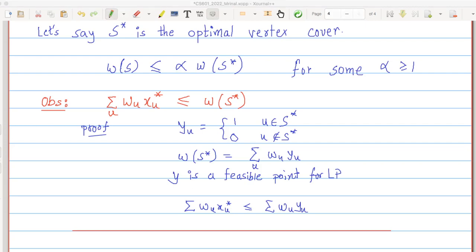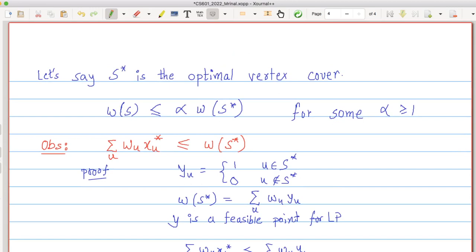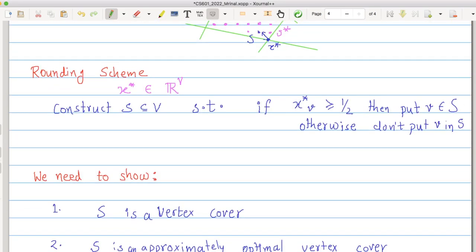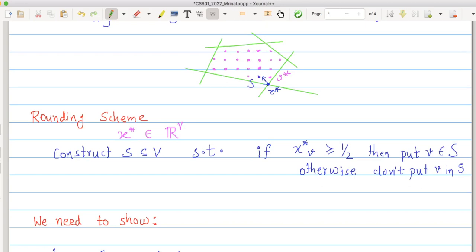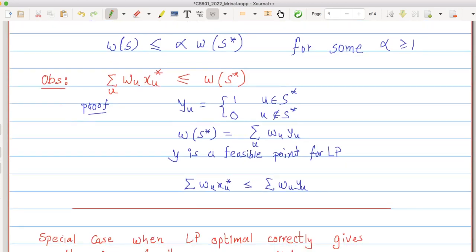Now once you do that, we can try to relate the weight of our set S with the LP optimal, because we constructed our set S from the optimal solution by rounding the LP optimal solution. So we can hope to relate x star and S, I mean their weights. Let's see if we can do that.